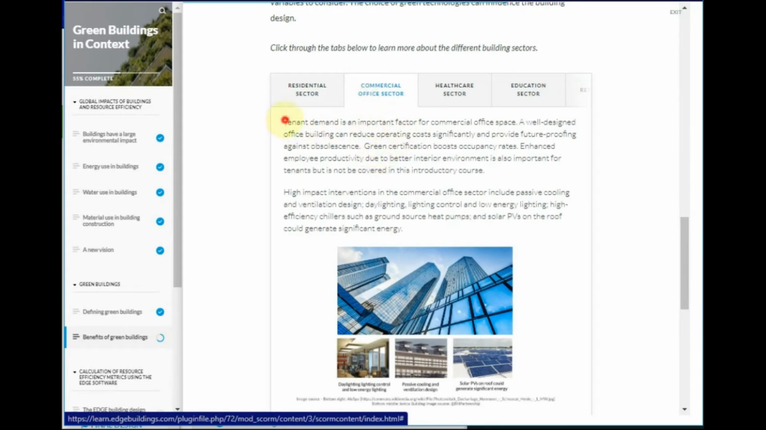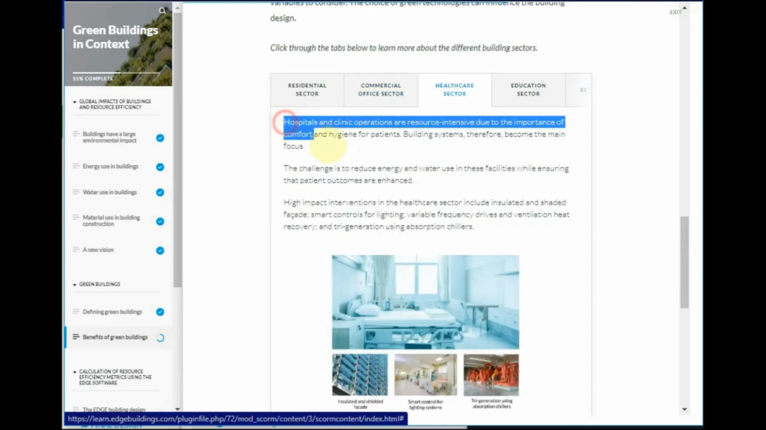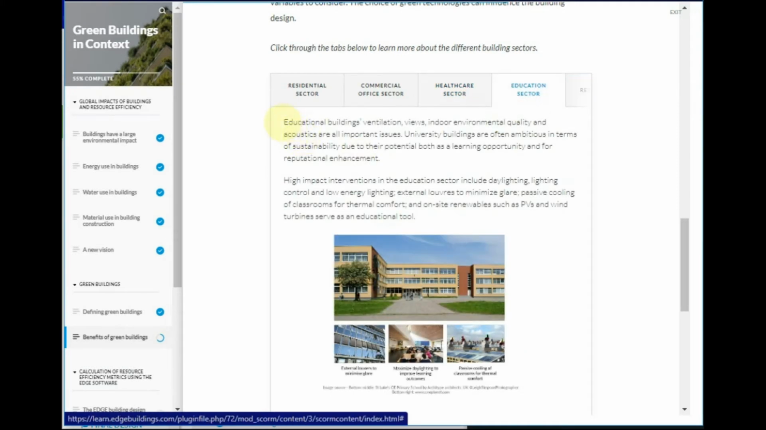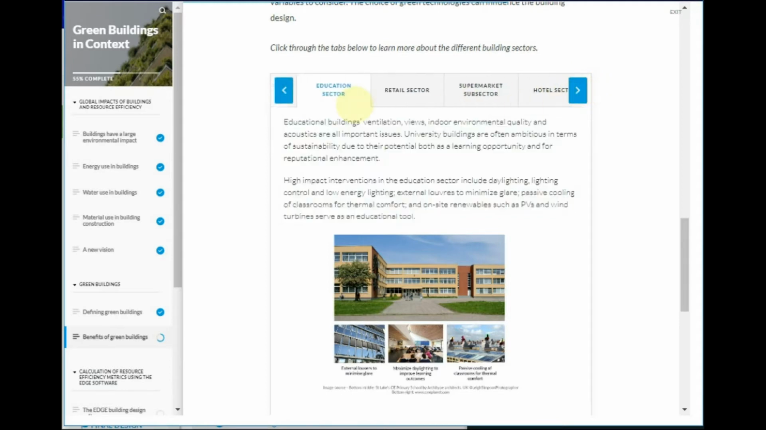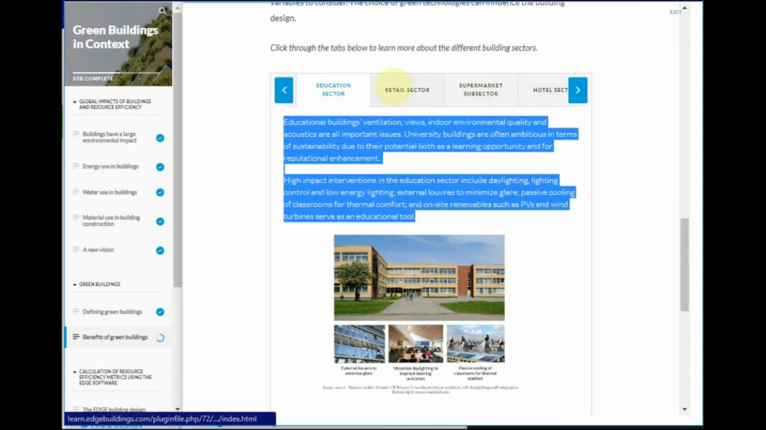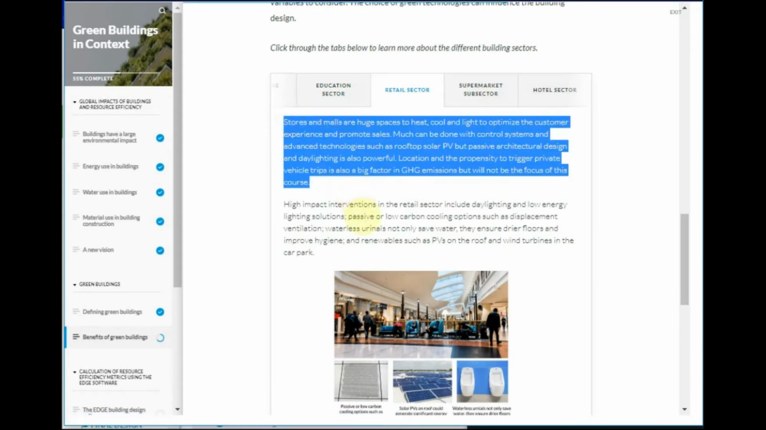Commercial office sector. Tenant demand is an important factor for commercial office space. A well-designed office building can reduce operating costs significantly and provide future-proofing against obsolescence. Green certification boosts occupancy rates. Enhanced employee productivity due to better interior environment is also important for tenants but is not covered in this introductory course. High-impact interventions in the commercial office sector include passive cooling and ventilation design, daylighting, lighting control and low-energy lighting. High-efficiency chillers such as ground-source heat pumps and solar PVs on the roof could generate significant energy.